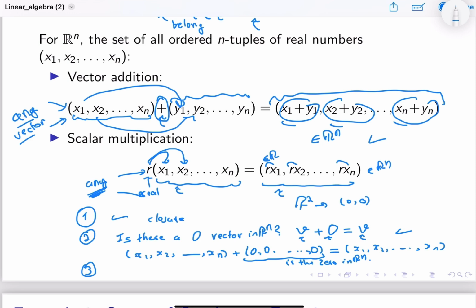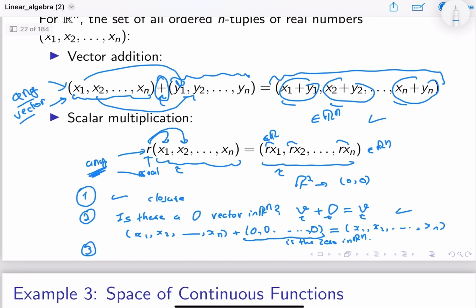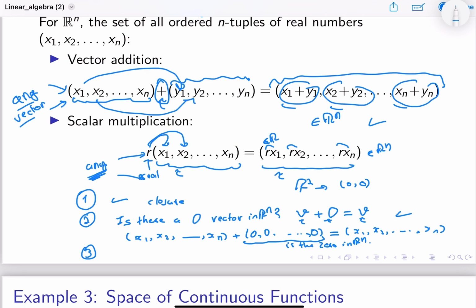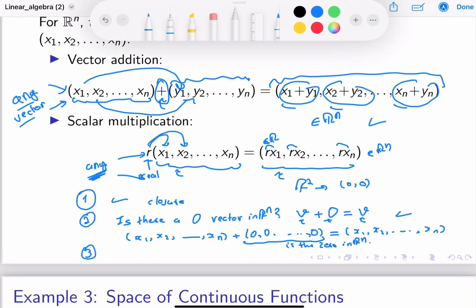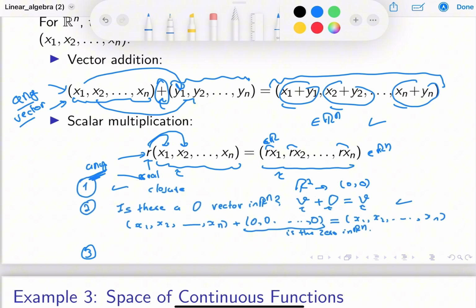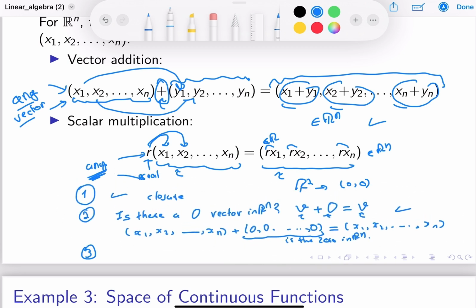So what's the third property? The third property will take a little bit more space, so let me just clean things up here. Right. So the third property is the additive inverse. Meaning you want to start with any vector in Rn, I stress any vector in Rn, and you want to find an inverse of it, meaning if you add it to another thing, you need to get zero.